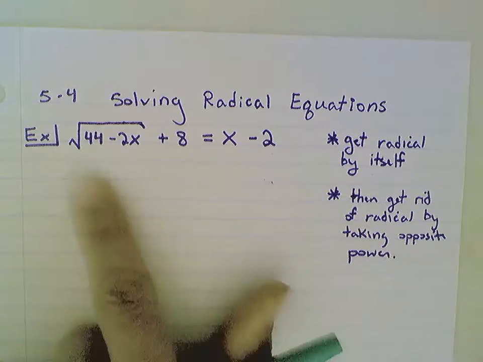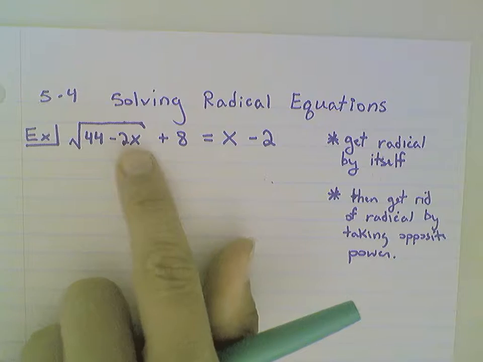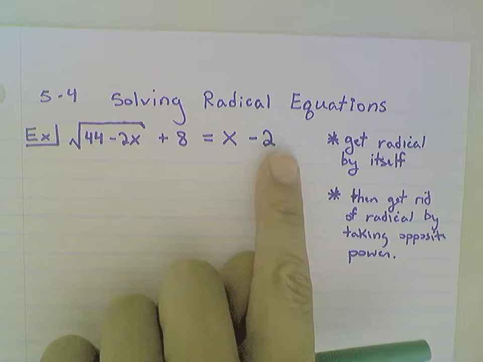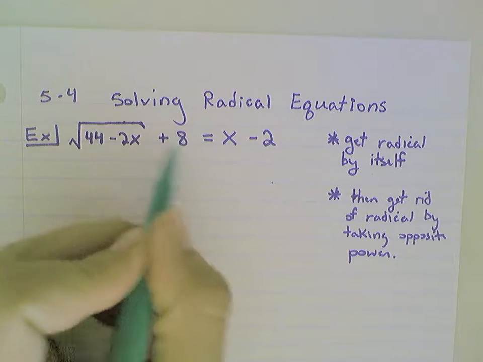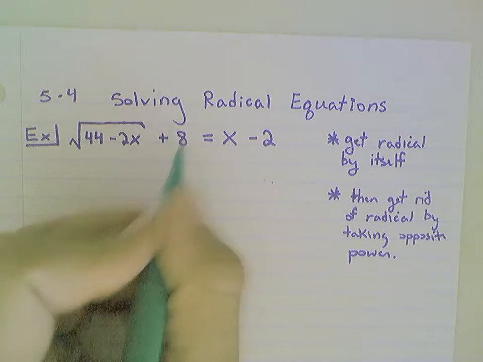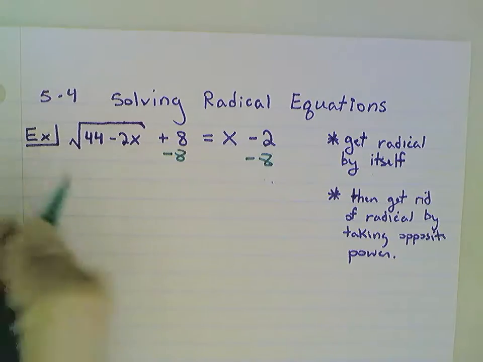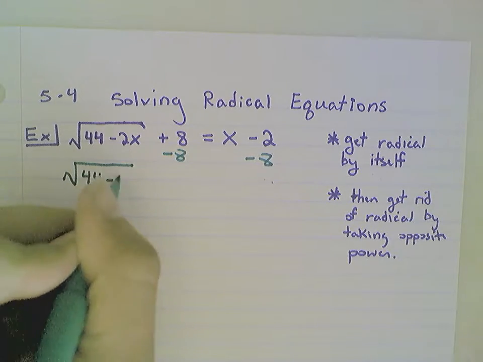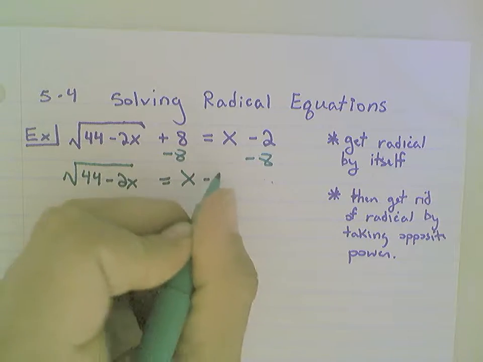So for instance, in my example, I'm given the square root of 44 minus 2x plus 8 equals x minus 2. So once again, my first step is to get the radical by itself. So ideally I just want to get rid of this plus 8, and I can do that by subtracting 8 from both sides. Well, that's going to give me the square root of 44 minus 2x equals x minus 10.